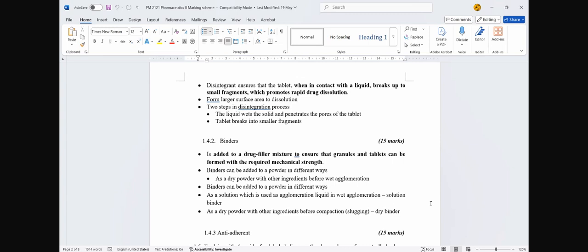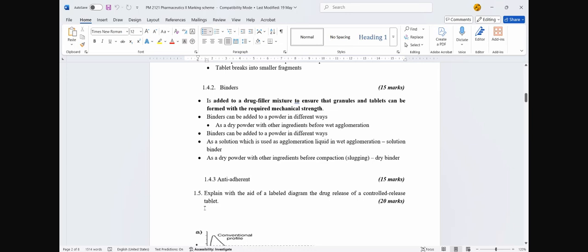So a binder is added to the drug and filler mixture to ensure that granules and tablets can be formed with the required mechanical strength. Binders can be added to a powder in different ways: as a solution, which is used as the agglomeration liquid in wet agglomeration, and as a dry powder with other ingredients before compaction, which is dry binding, right?